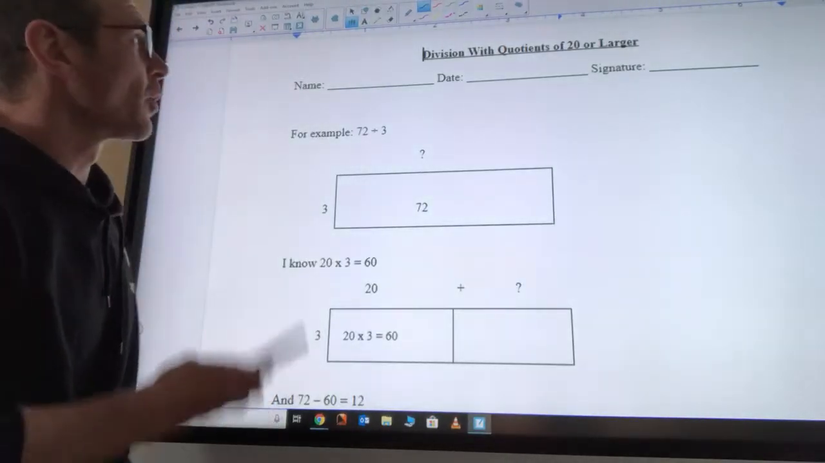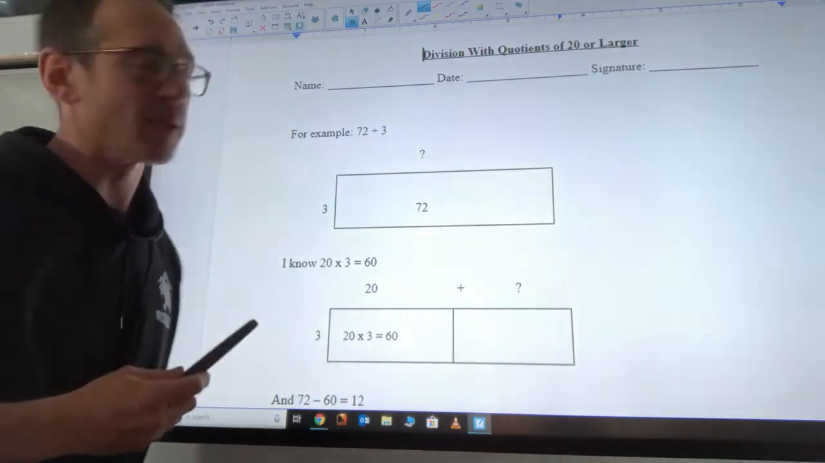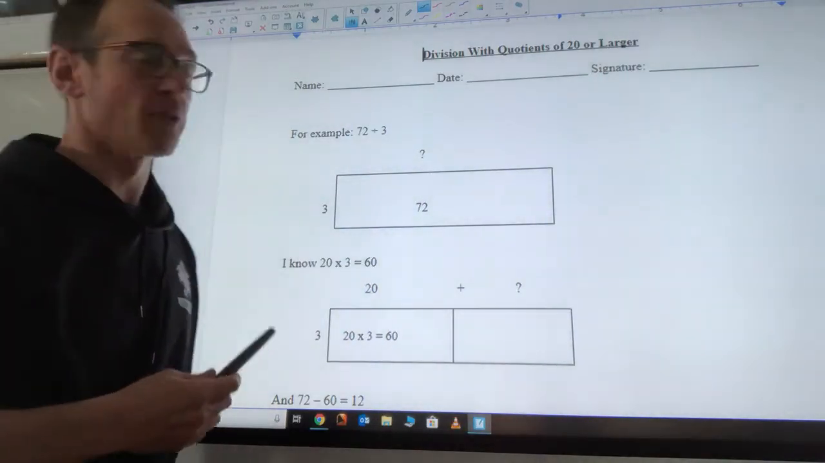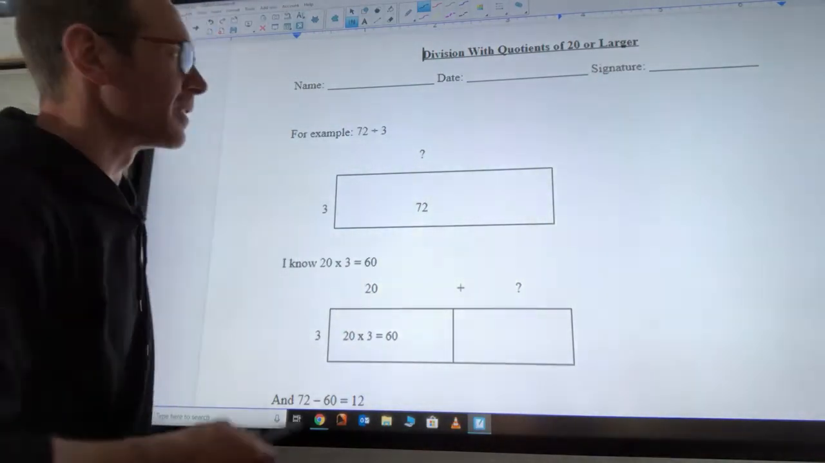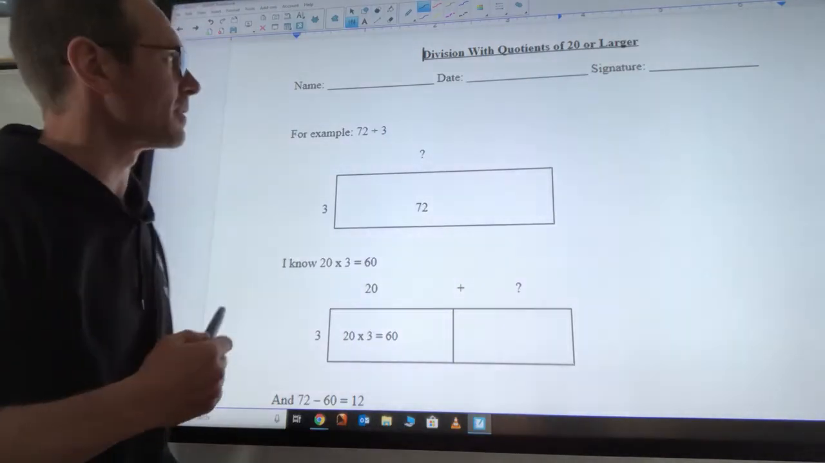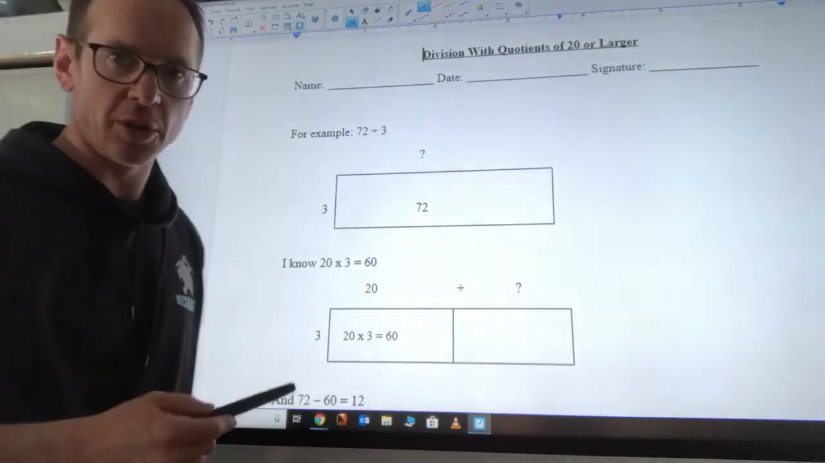Hi guys, we're going to do a lesson on division with quotients of 20 or larger. This is the toughest division question we do all year for grade 4.